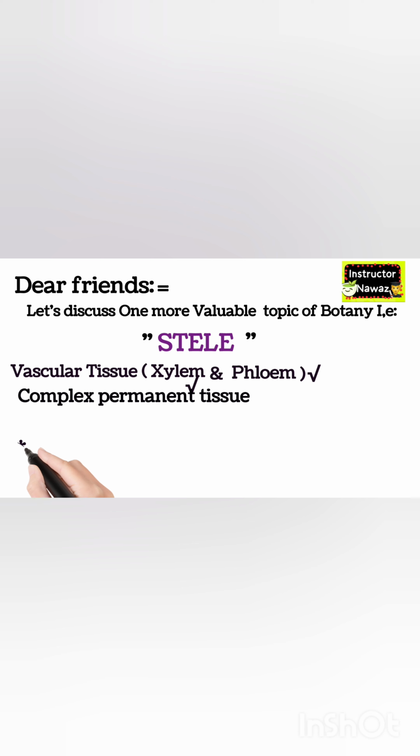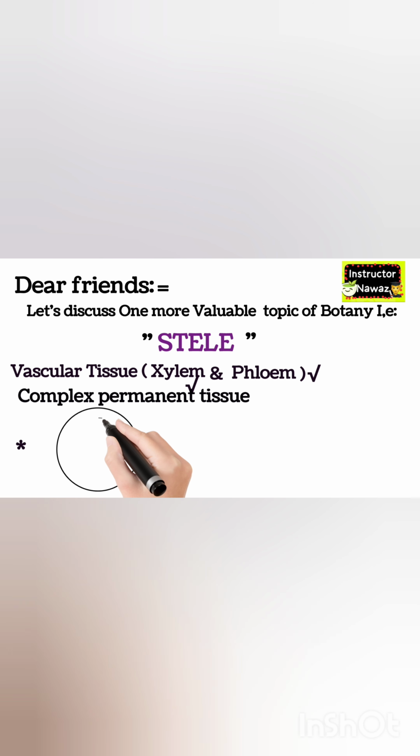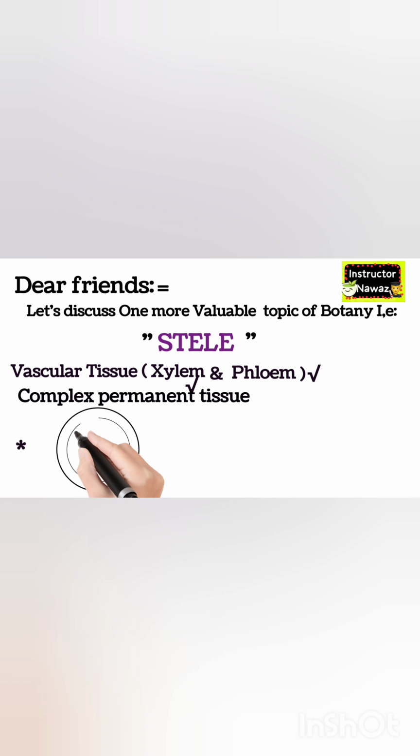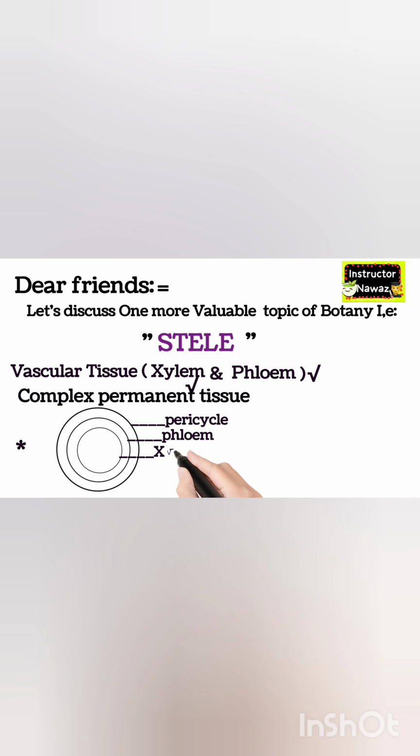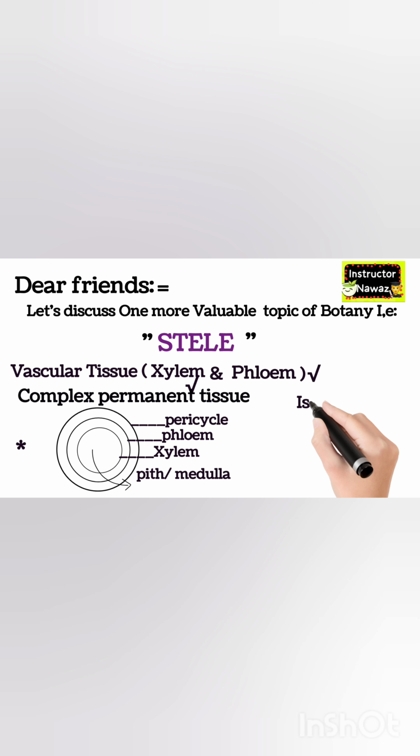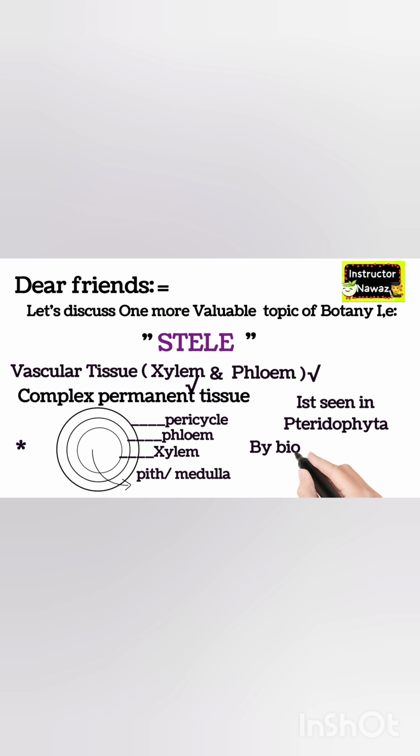Now let us define stele in detail. Stele is made up of a number of coverings of cells. Let me show you here. This is the outermost covering called pericycle. Now there is one more covering called phloem, then xylem, it may be reverse, and at the middle there is a pith or medulla, a mass of parenchyma cells. Now this forms stele. It was first seen in pteridophytes by two prominent biologists, namely Van Tieghem and Douliot.